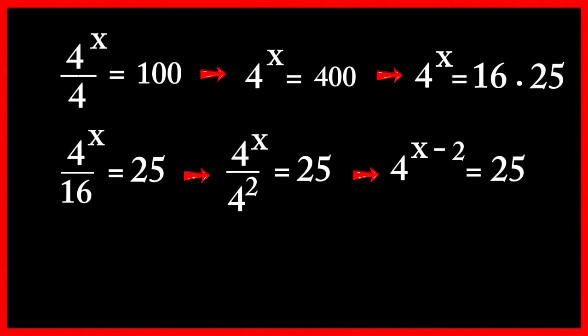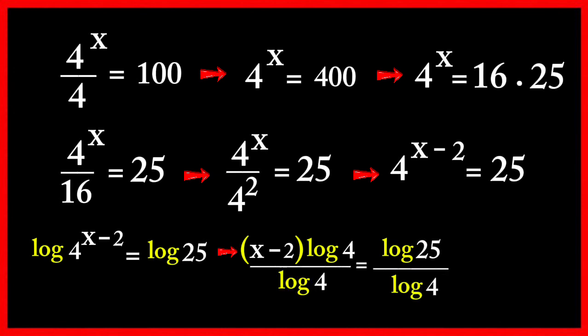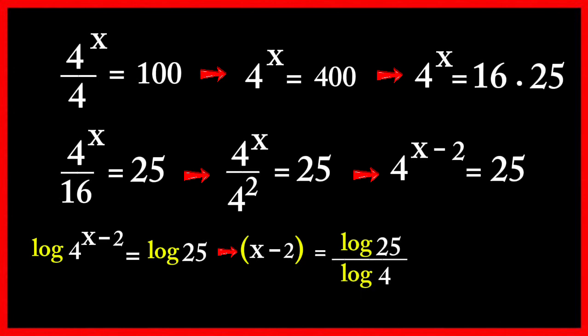Now, we take the natural logarithm of both sides. So, we have the logarithm of 4 raised to the power of x minus 2 equal to the logarithm of 25. Using the logarithm rule, we can bring the exponent to the front. Therefore, x minus 2 multiplied by the logarithm of 4 is equal to the logarithm of 25. Next, we divide both sides by the logarithm of 4. The logarithm of 4 cancels out on the left-hand side, leaving us with x minus 2 equal to the logarithm of 25 divided by the logarithm of 4.